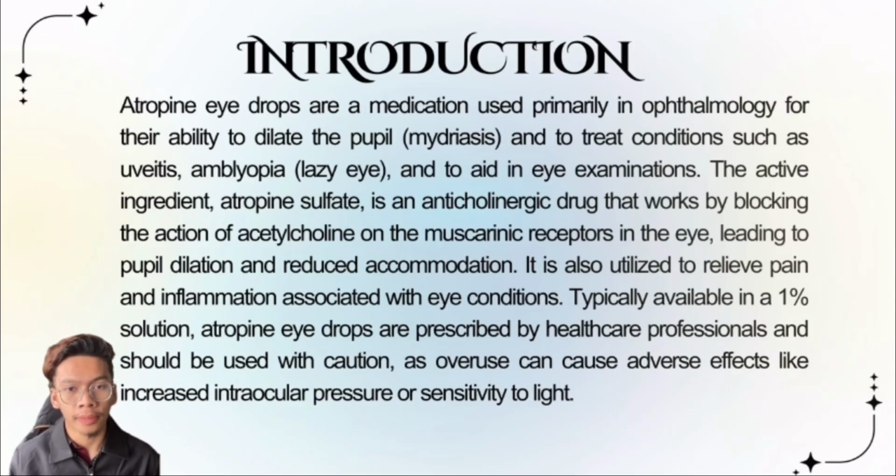For the introduction, Atropine eye drops are a medication used primarily in ophthalmology for their ability to dilate the pupil, which is mydriasis, and to treat conditions such as uveitis, amblyopia, which is lazy eye, and to aid in eye examination. The active ingredient, atropine sulfate, is an anticholinergic drug that works by blocking the action of acetylcholine on the muscarinic receptor in the eye, leading to pupil dilation and reduced accommodation.